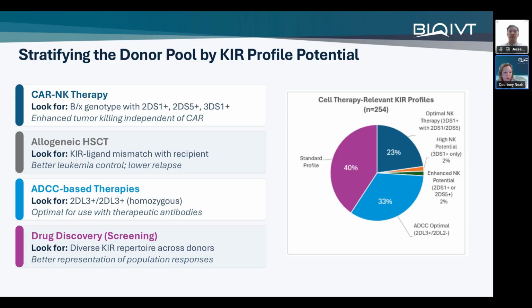So instead of treating all donors as equal, you really want to start matching your donor genotype to the therapeutic mechanism, representing a more translatable, intentional design.